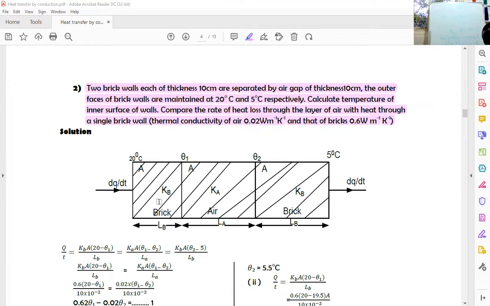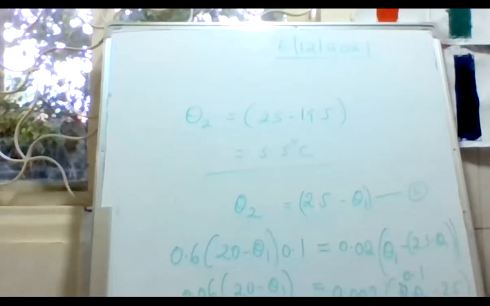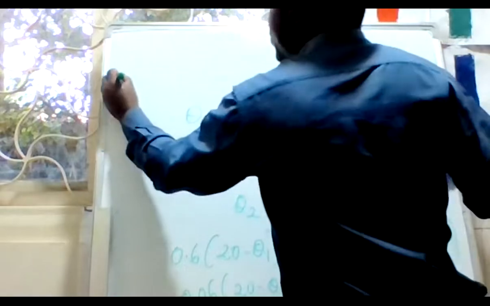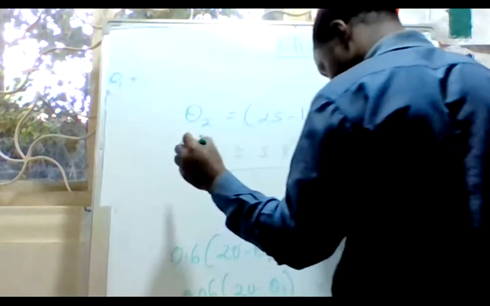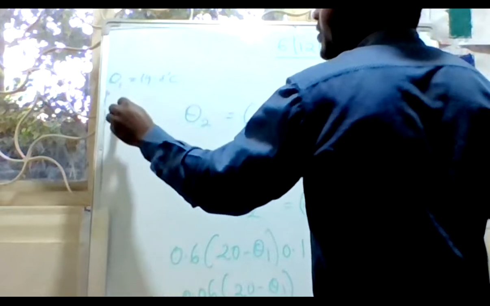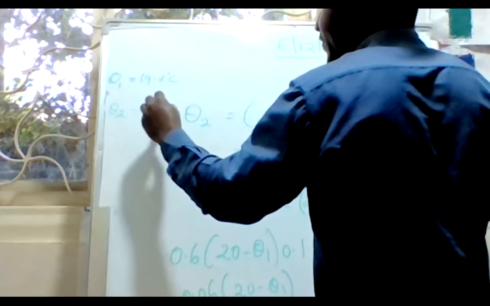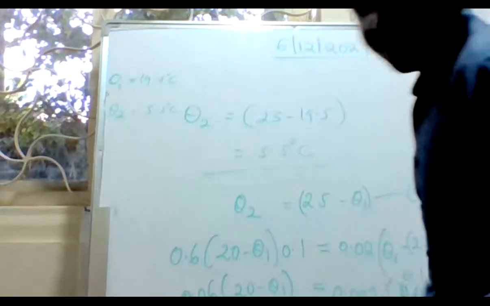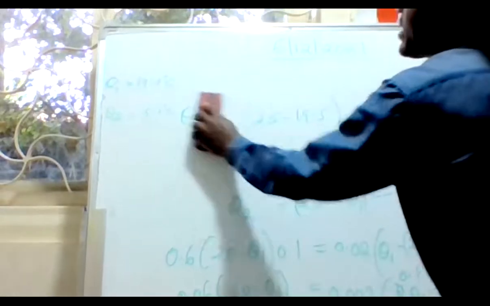We're going to get the rate of heat flow at this point, and also the rate of heat flow at this point here. Okay? All right. So theta 1 is equal to 19.5 degrees Celsius, and theta 2 is equal to 5.5 degrees Celsius. Having added these values, let me erase everything here.